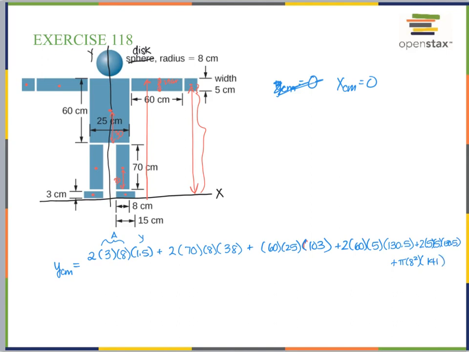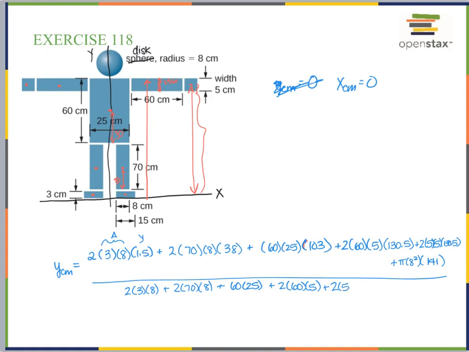And so all those terms added together go on the top. And then on the bottom, I would have the summation of all the areas. So that would be 2 times 3 times 8 for the feet. 2 times 70 times 8 for the legs. 60 times 25 for the body. 2 of the arms, 60 times 5. 2 hands, which were 5 times 5. And then the head, which was pi times 8 squared.